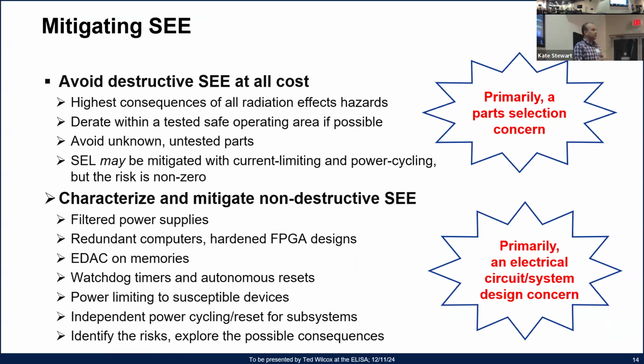So that is usually something like a filter for an analog effect or redundancy, error detection and correction on your memories, watchdog timers to recover from an event that does occur, power limiting to try to make some of these destructive effects not so destructive, independent power cycling so we can turn off something and turn it back on again if we have to without bringing the whole spacecraft down. We really want to identify those risks and explore the consequences.